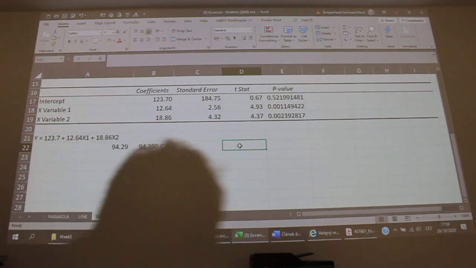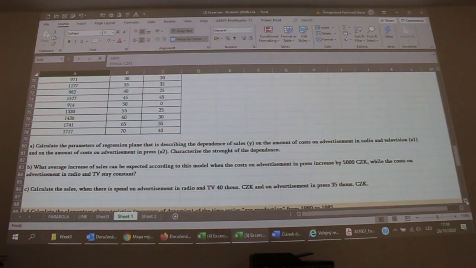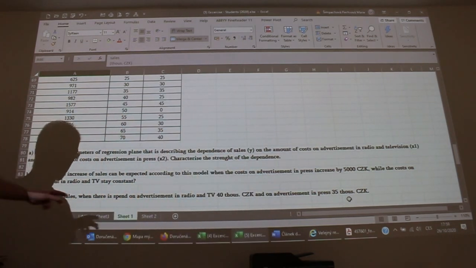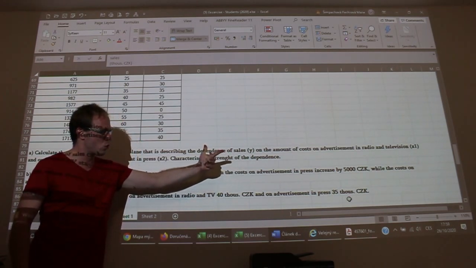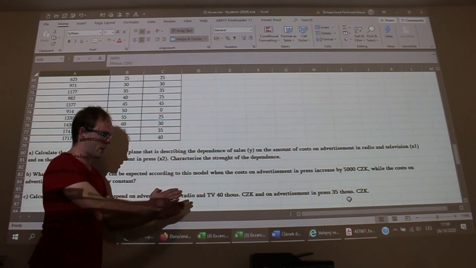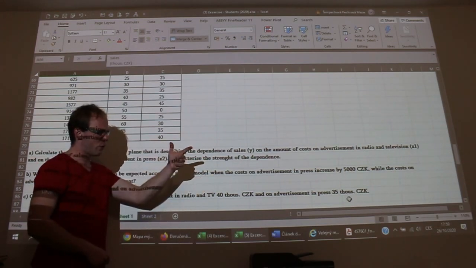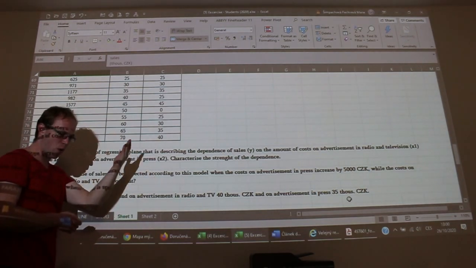And finally, we will calculate the expectation about the sales, calculate sales when they spend on advertisement in radio and television 40,000 Czech crowns, and on advertisement in press 35,000 Czech crowns. Radio and television, variable x1, press, variable x2. This is in thousands, so 40 times the first coefficient, 35 times the second coefficient. The result is in thousands because sales are in thousands, yes?